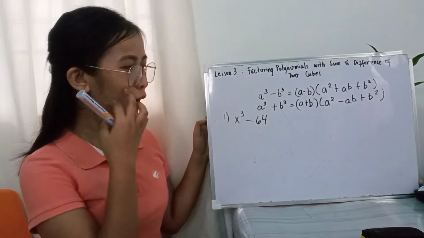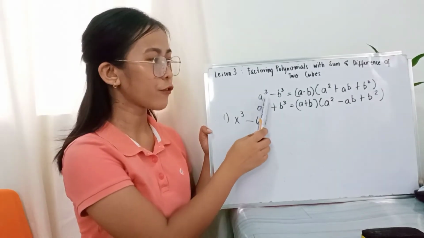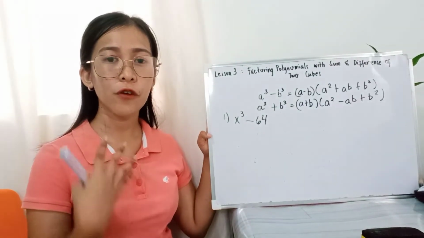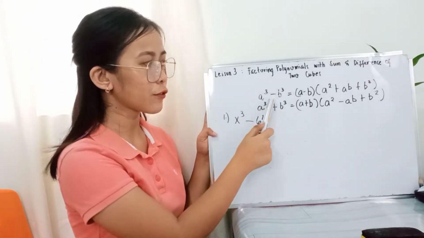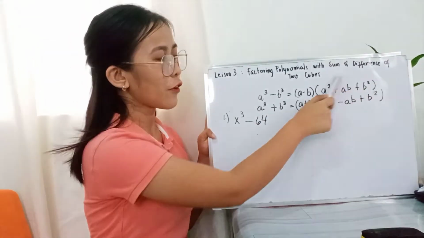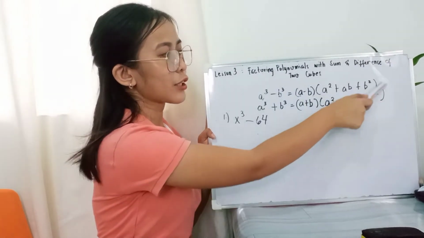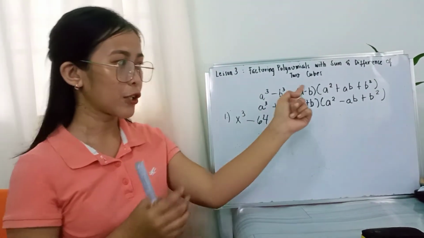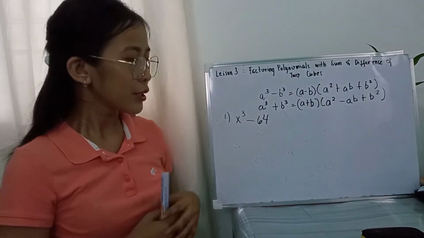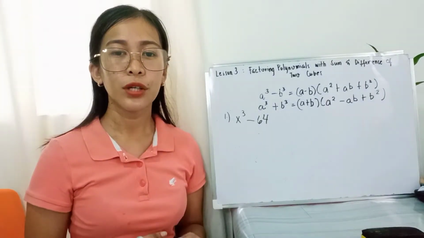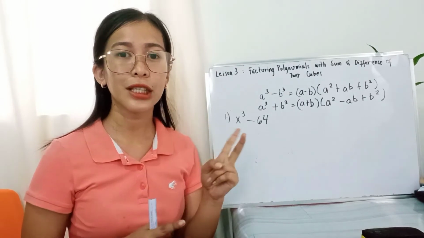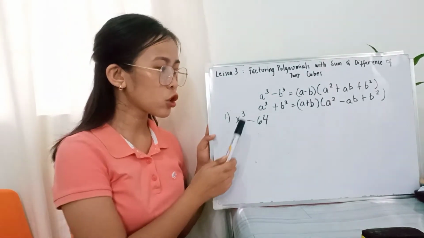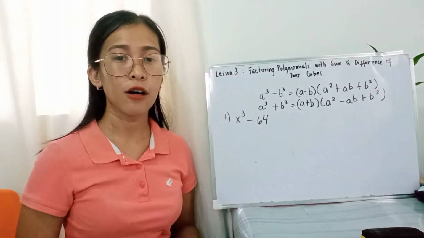So, we have here a difference of two cubes. Therefore, the form that we are going to use is this form. So, ang dapat makuha nating sagot is ganito, kagaya ng mga operations na meron dyan. What we are going to do is, tuturuan ko kayo ng dalawang step. The first step is to express each term to the power of 3.